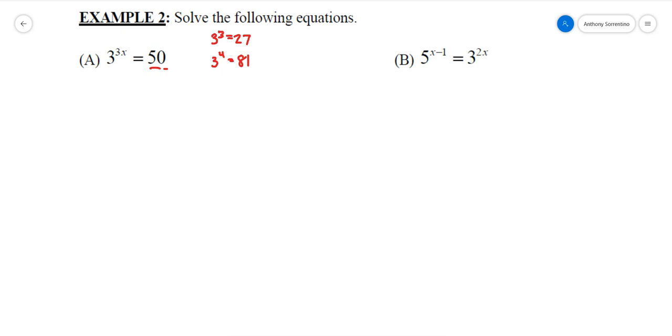But other than that, I don't have a specific knowledge of what that is unless I have to resort to using the calculator. So I am going to rewrite this as an equivalent logarithmic statement. So I'm going to have the log base 3 of 50 equaling 3x.